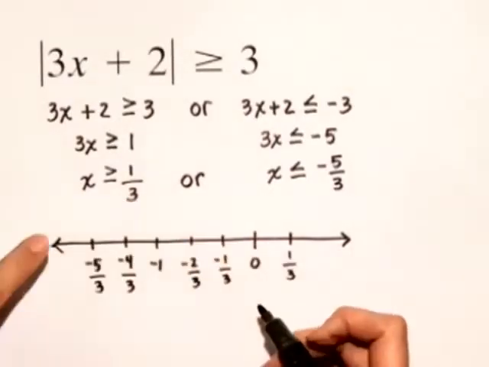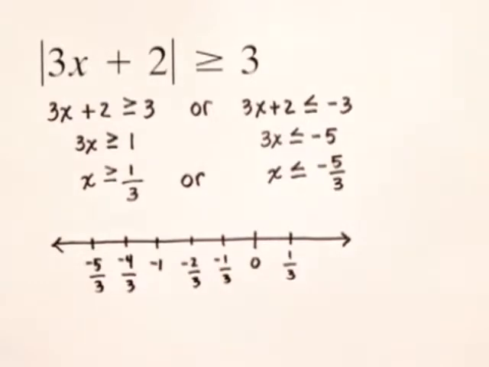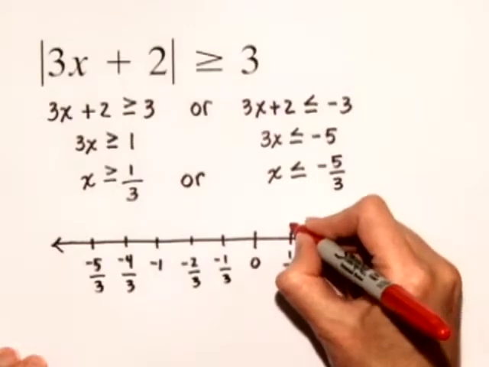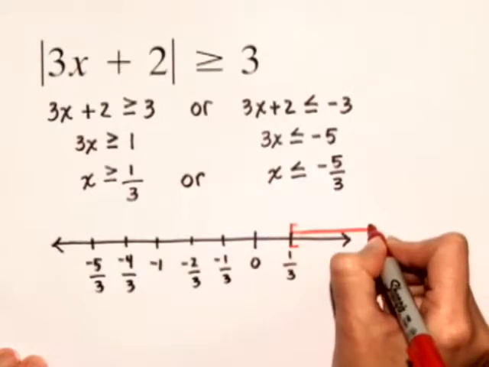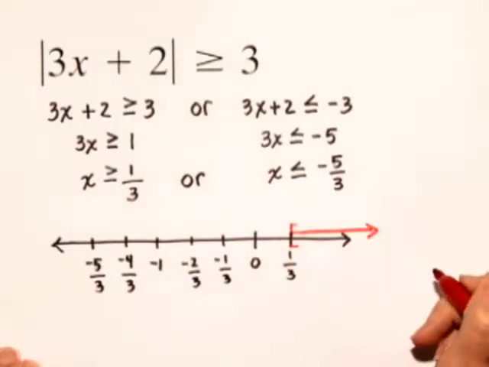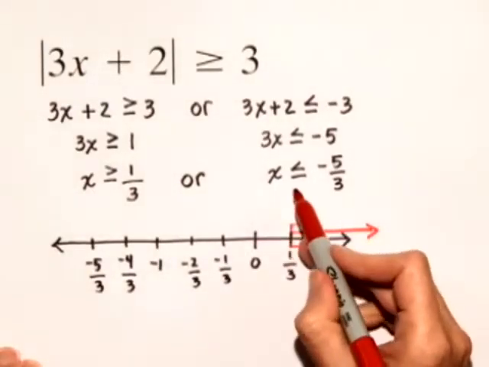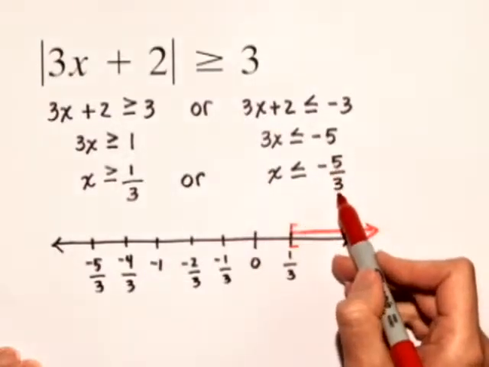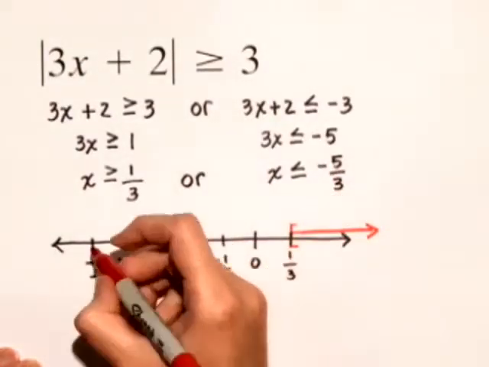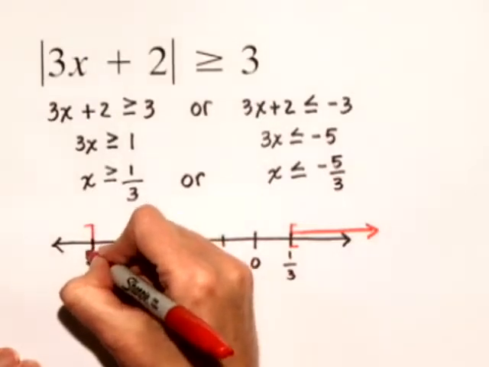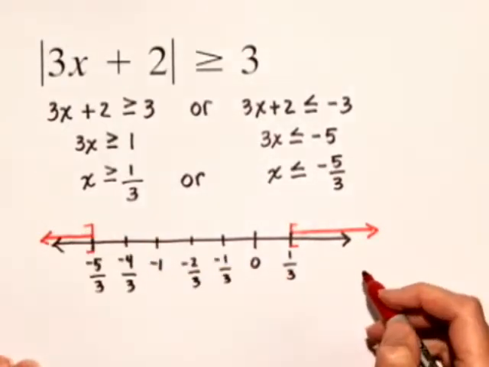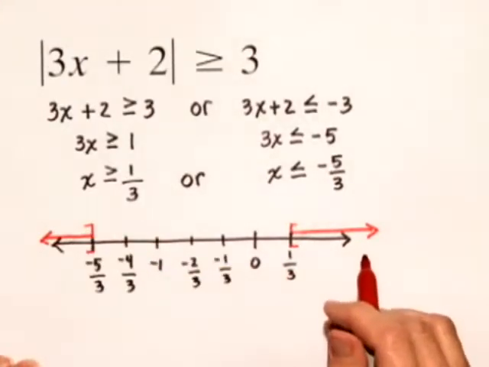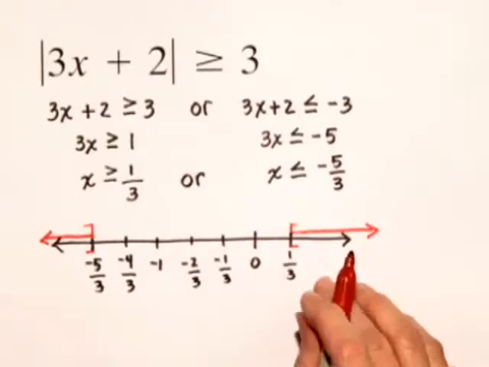Now, first we have x is greater than or equal to 1/3. So we want to put a bracket at 1/3. And we want values x that are greater than or equal to 1/3. For x is less than or equal to negative 5/3, we're going to go down here to negative 5/3, and we want values of x that are less than or equal to negative 5/3. So on the number line, we can see our two different intervals that represent the solution set.